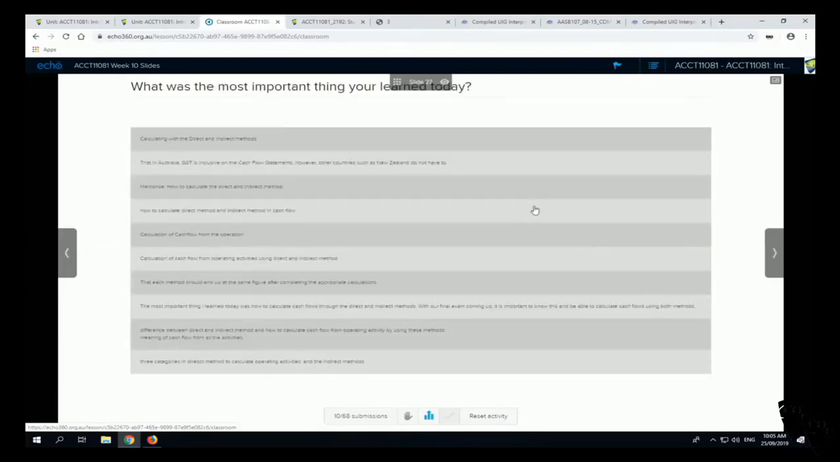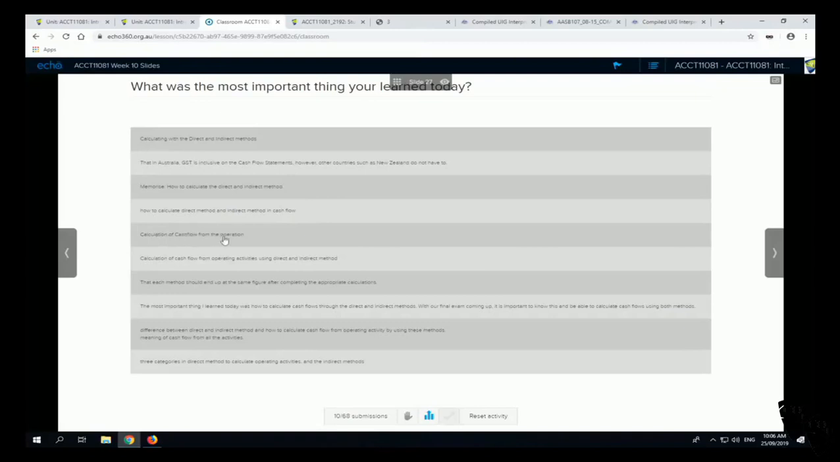Okay, so what was the most important thing you learned today? Calculating with the direct and indirect methods. That in Australia, GST is inclusive on the cash flow statements. However, other countries such as New Zealand do not have to. That's a good takeaway. Memorise how to calculate the direct and indirect method. How to calculate direct method and indirect method in cash flow. Well, these statements aren't very specific. Direct method and indirect method in calculating cash flow from operating activities. Okay, so those two methods relate to calculating cash flow from operating activities.